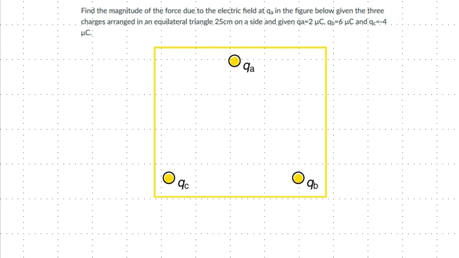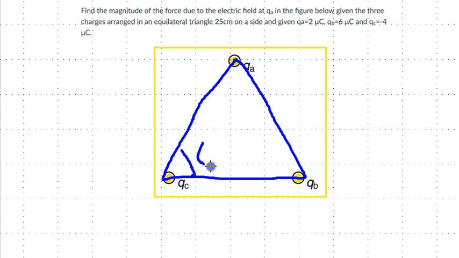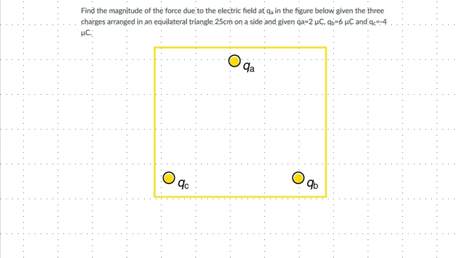All right, so first, just to start off, this is an equilateral triangle, right? Because it's an equilateral triangle, we know that all of these angles are 60 degrees. Every single one of those angles is 60 degrees. So that's going to help us later when we start talking about the vector portion of this problem. Okay, now we have these three charges. We have QA is 2 microcoulombs up here, minus 4 microcoulombs down here, 6 microcoulombs over here, all right?